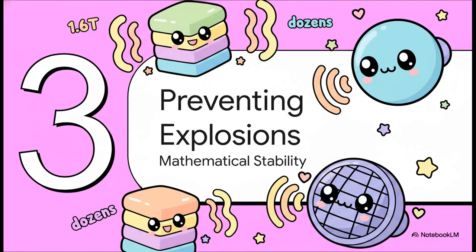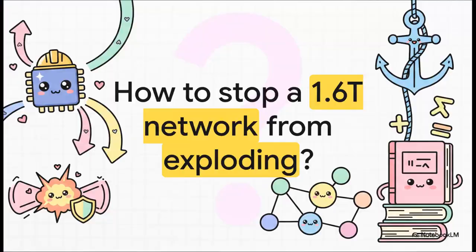Which brings us to Section 3, preventing catastrophic explosions. Now, when you stack dozens of neural network layers at this massive scale, you run headfirst into a terrifying math problem. Activation signals start to amplify exponentially, kind of like terrible microphone feedback. So how on earth do you stop a 1.6 trillion parameter network from exploding?